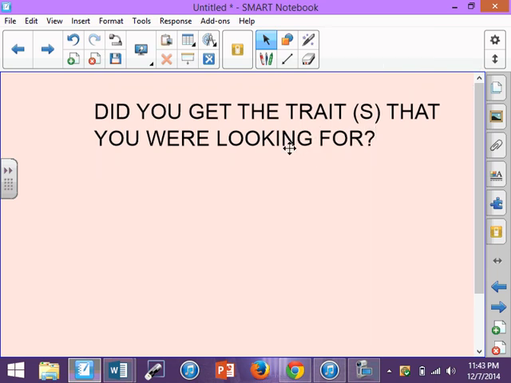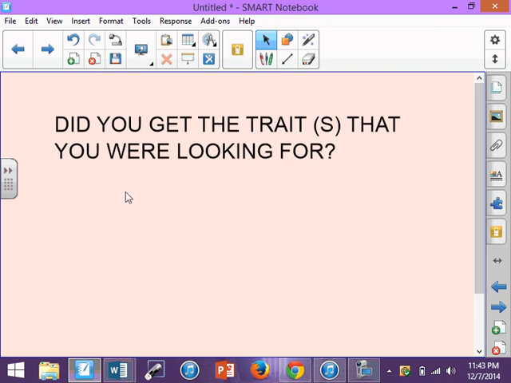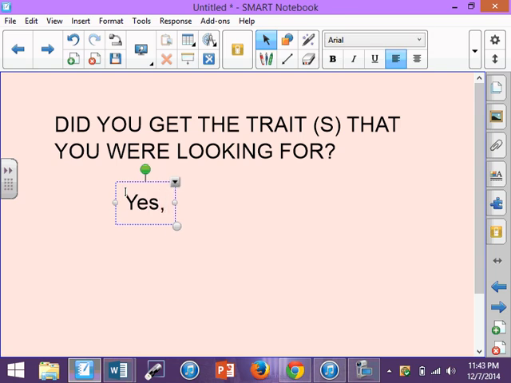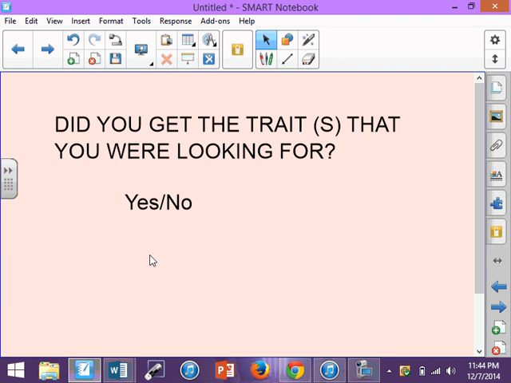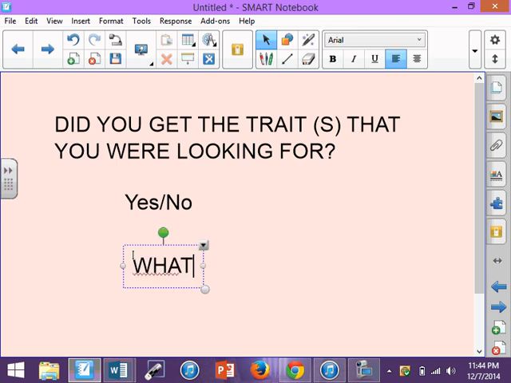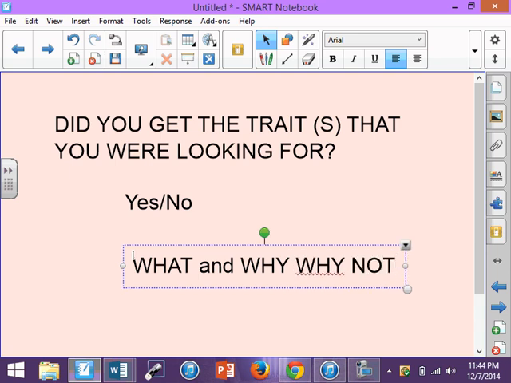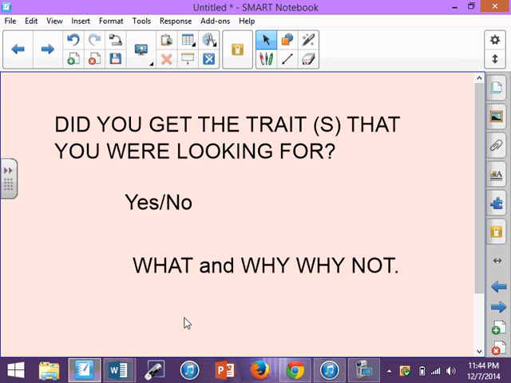Did you get the traits that you were looking for? And of course, your answer should be either yes or no. And then what's the most important part? We have to explain what we were looking for and why we did or did not get that trait. And I want you to think about this when it comes to dominant and recessive.